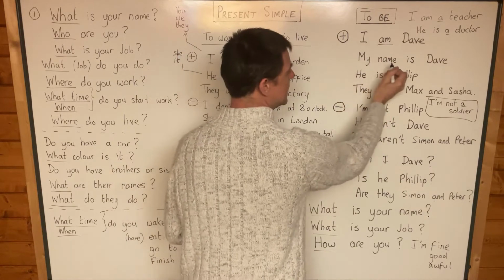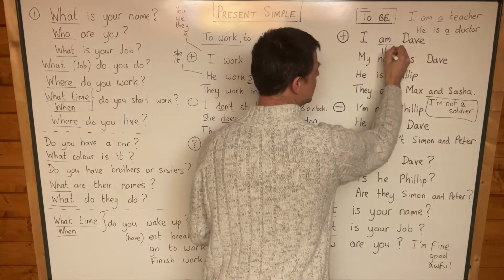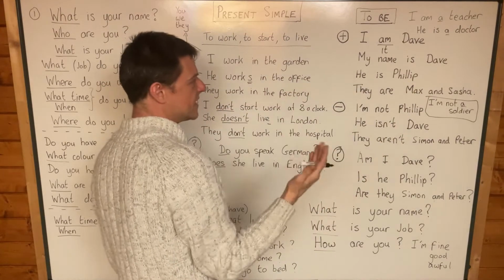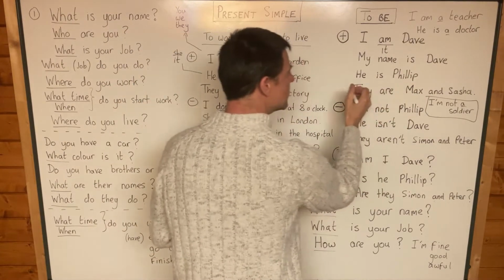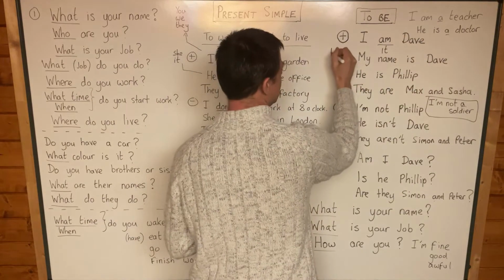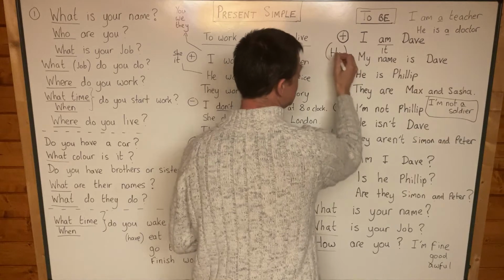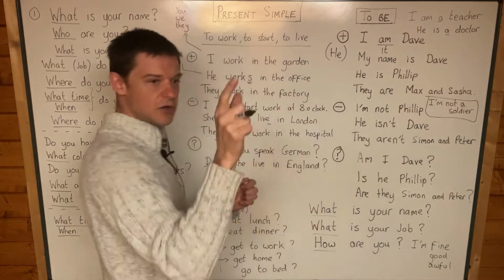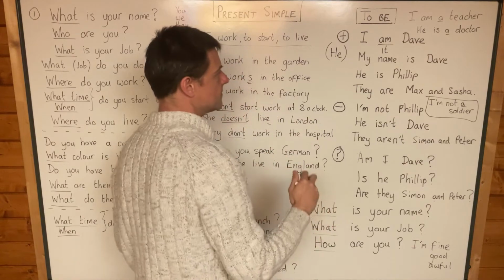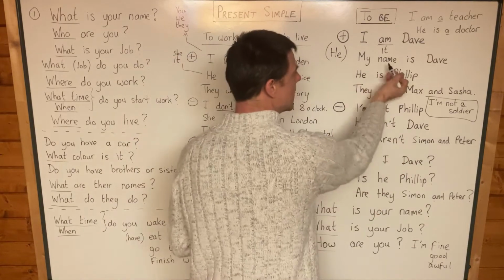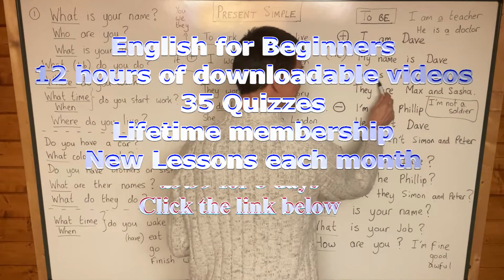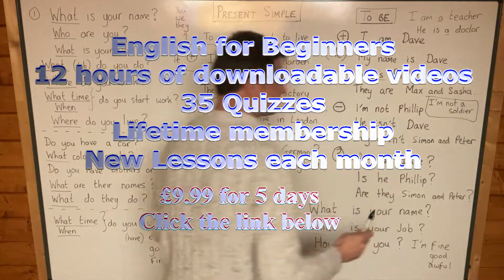We say my name is. We also say it is. My name is Dave. It is Dave. Or we also say he and she is. He is Dave. You can point at me and say he is Dave. What is your name? So maybe your name is Philip.